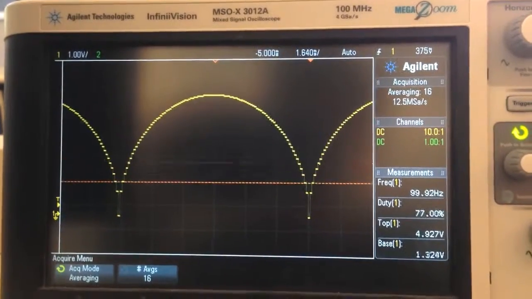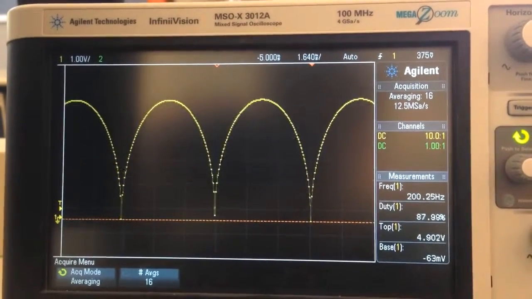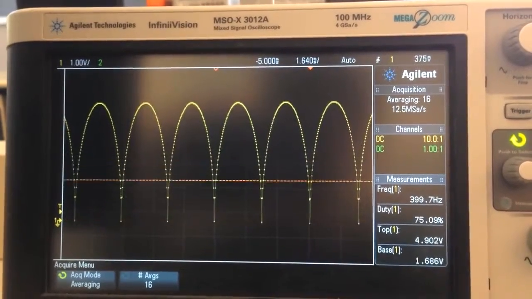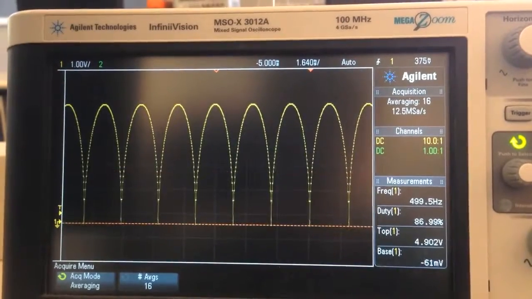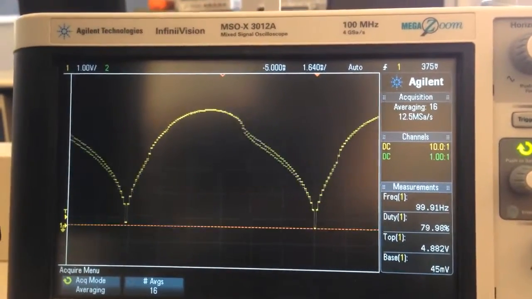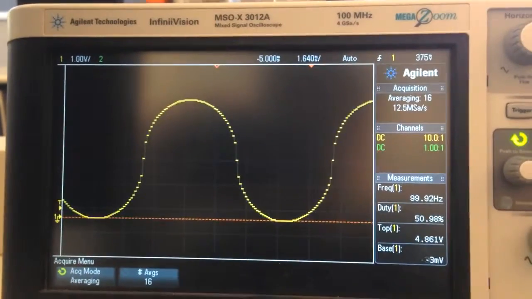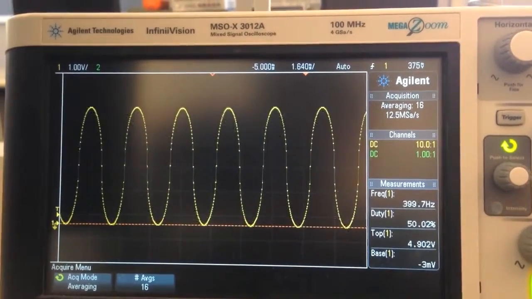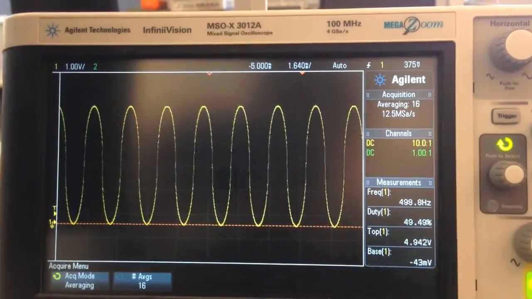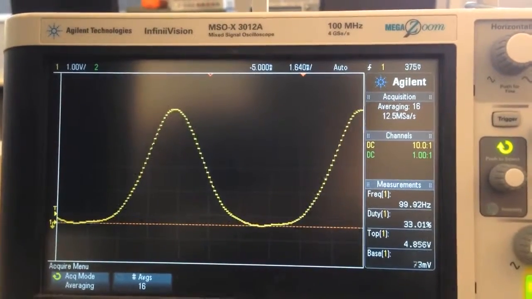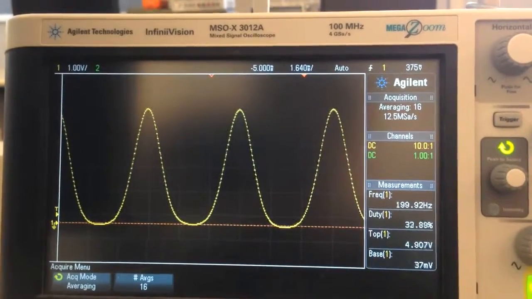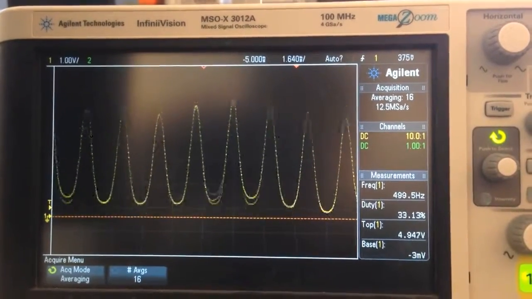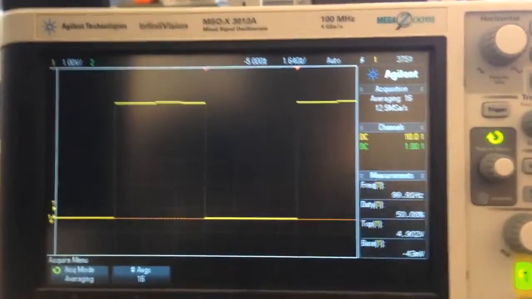The semicircular wave. 200 Hertz, 300 Hertz, 400. This one's also really entertaining to watch. How about that? And this circular wave, 100 Hertz, 200, and 500. Bell curve wave, 200 Hertz, 300, 400, 500. Back to the square wave again.